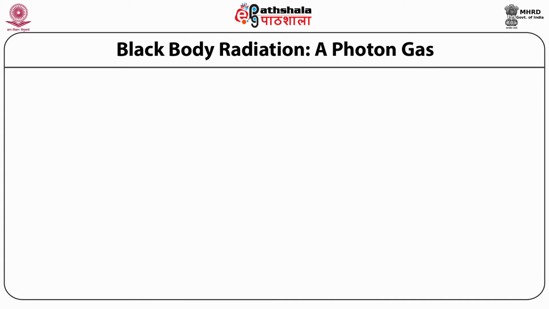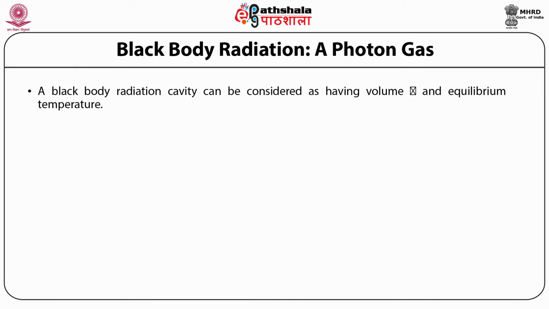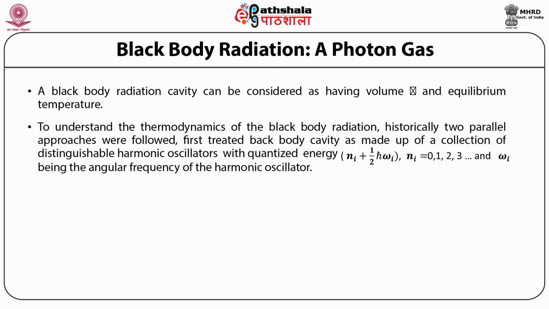Let us focus our attention on blackbody radiation, which is an example of a photon gas. A blackbody radiation cavity can be considered as having volume V and equilibrium temperature T. To understand the thermodynamics of the blackbody radiation, historically, two parallel approaches were followed. The first treated the blackbody cavity as made up of a collection of distinguishable harmonic oscillators with quantized energy (Ni plus half) multiplied by h bar omega i, where Ni is equal to 0, 1, 2, 3, and omega i being the angular frequency of the harmonic oscillator.